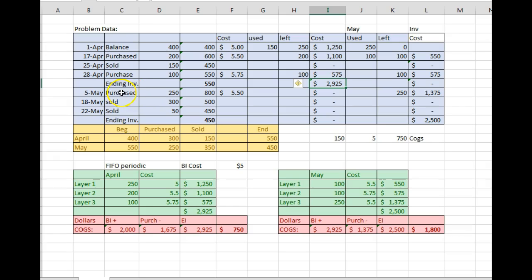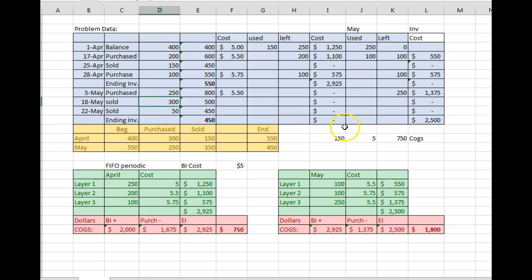And so let's do May. In May, the ending inventory from April becomes our beginning inventory, so just put that in there right now. We purchased 250 at $5.50, so I added a layer here. That was $1,375. And then I sold a bunch. I sold 300 and I sold 50.